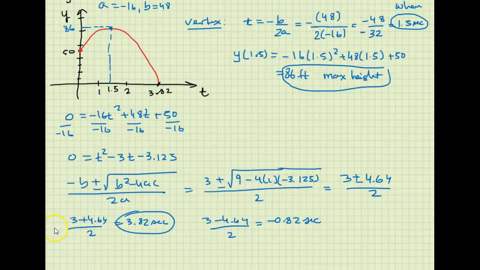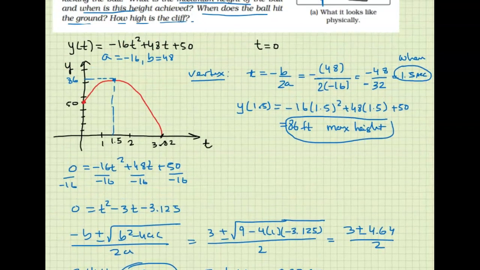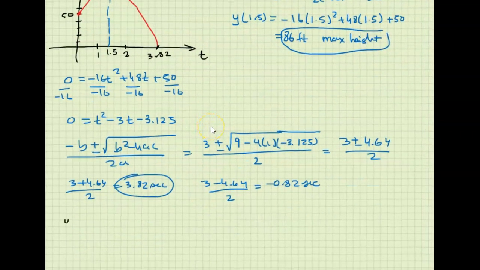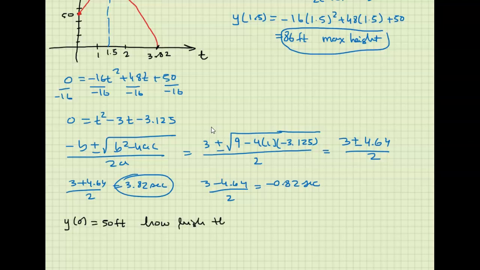Okay, last question, how high is the cliff? That's when t is 0. Okay, so when the time is 0, the ball starts at the top of the cliff. When t is 0, the height equals 50. So y at 0, you get 50 feet, and this is how high the cliff is. Alright, cool.